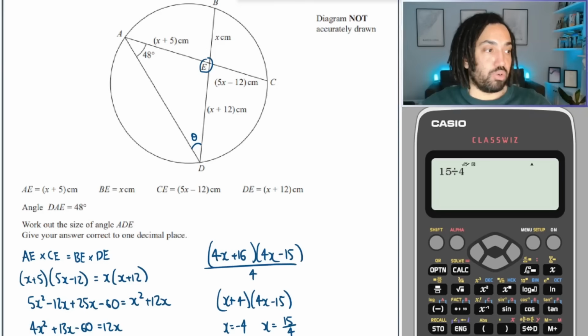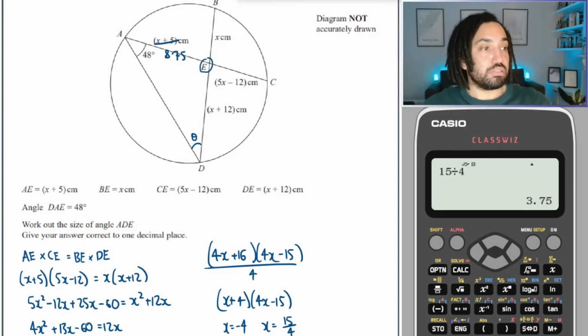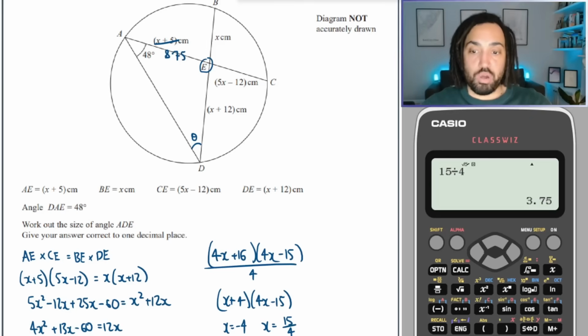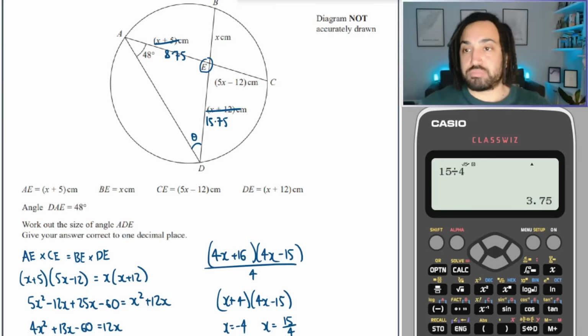15 over 4 is the same as 3.75. So plus 5 to it gives me 8.75. And if I plus 12 to it, that gives me 15.75. Okay, so this is good.